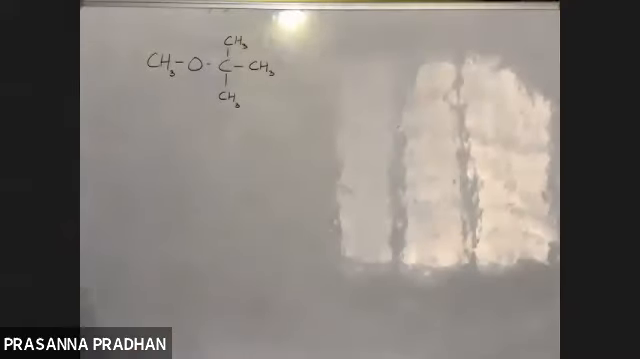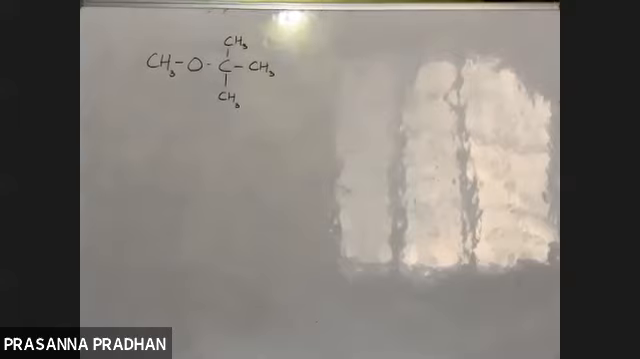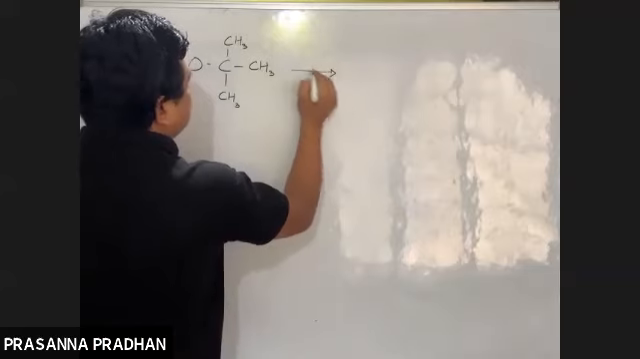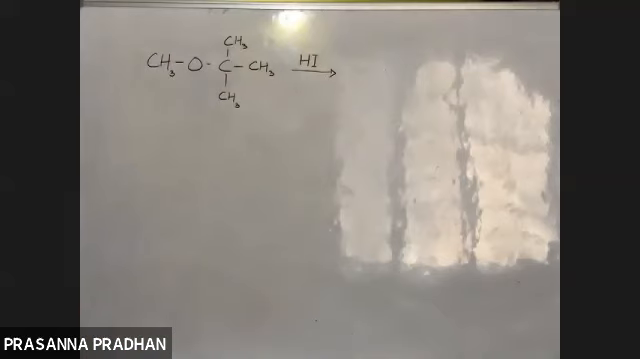So we have a tertiary butyl group and a methyl group. So it is also known as tertiary butyl methyl ether. Now, today we shall discuss how this reaction occurs when these are treated with halogen acids. When one of the alkyl groups is tertiary, how does the reaction occur?